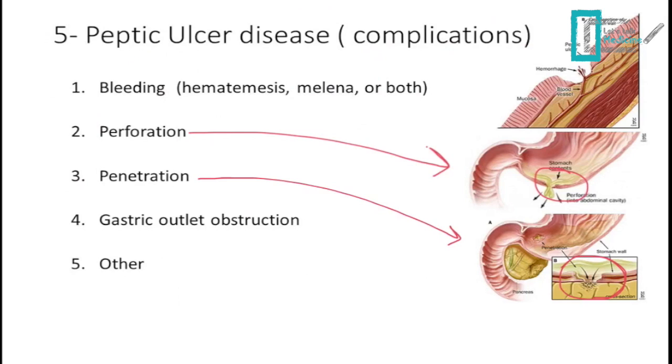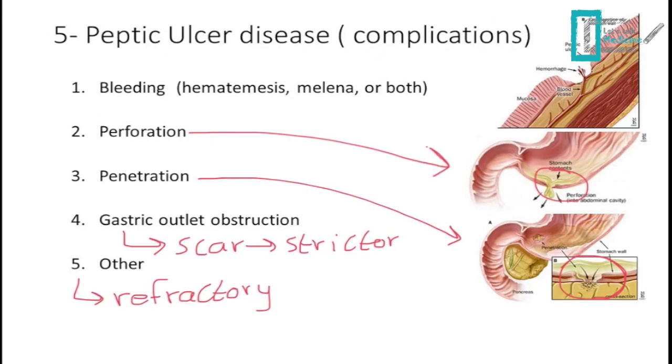We also can have gastric outlet obstruction, and this happens when the ulcer is healed, but it is not healed in a good way. It has healed with scar tissue, and this scar tissue would cause strictures, and these strictures would later on cause gastric outlet obstruction. Other complications include refractory ulcer disease and malignancy, especially if it was a gastric ulcer.